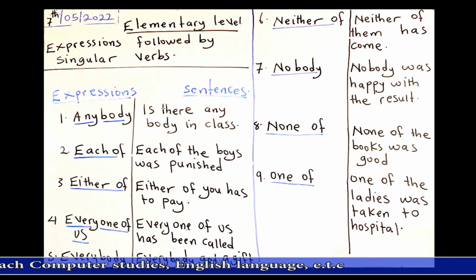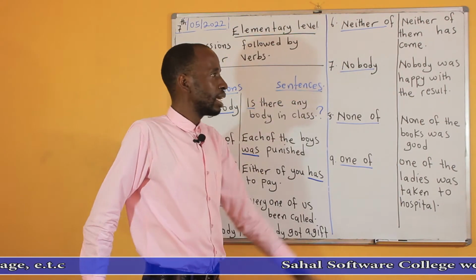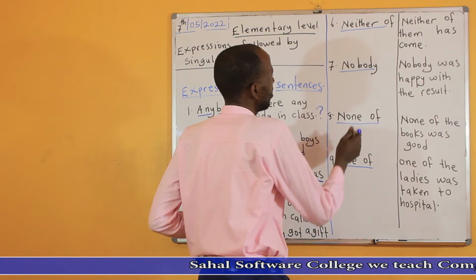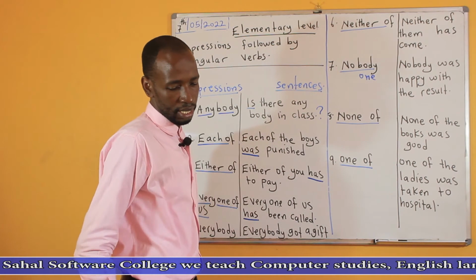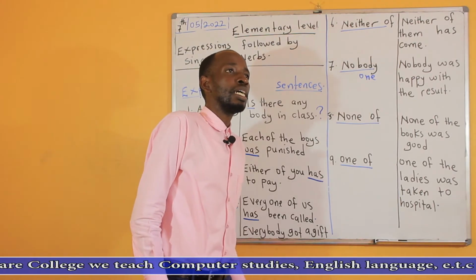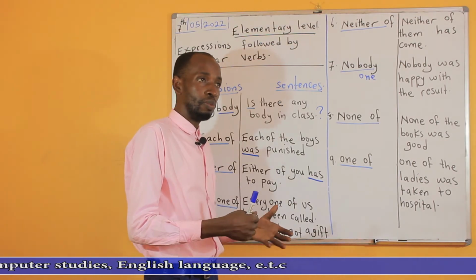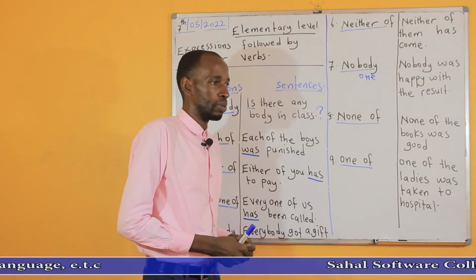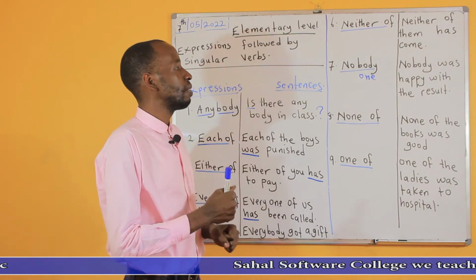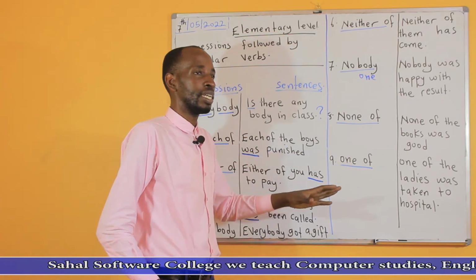We are coming now. Nobody was happy with the results. When you remove "body" from "nobody" and you put "one", it is the same. If I say "no one" and "nobody", it is the same because both of them are talking about people. If I say "nobody was happy with the results", it means there is no person who was happy.